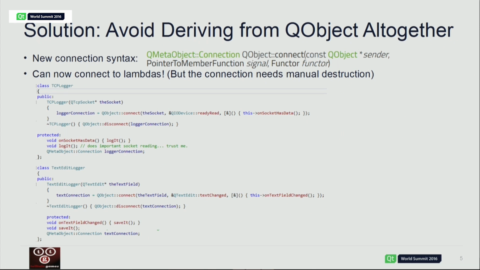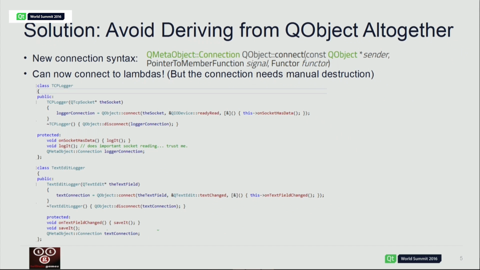So we'll look at our TCPLogger class. It does the connect again. It uses the same sender and signal, but instead of a slot, it creates a tiny little lambda that just calls our implementation of onSocketHasData. So it's basically doing the same thing. It's just a pass-through. The tricky part is that now we have to define a destructor, and that destructor is going to explicitly sever that connection.